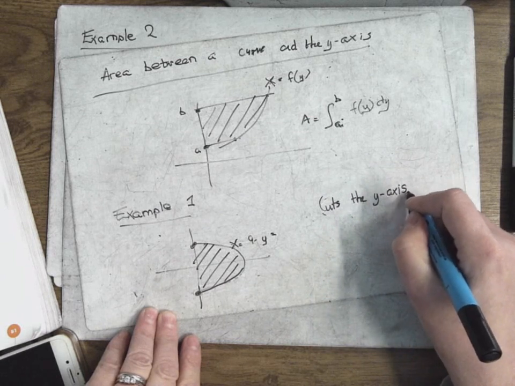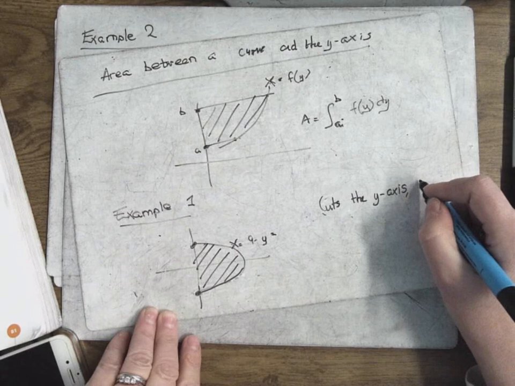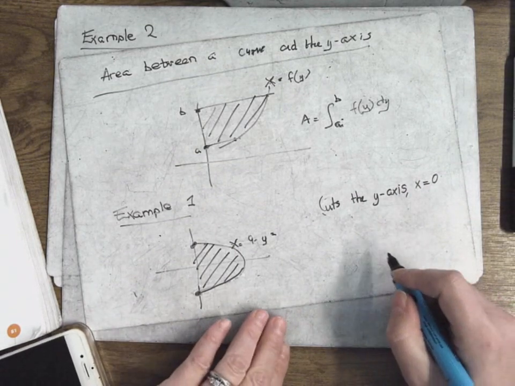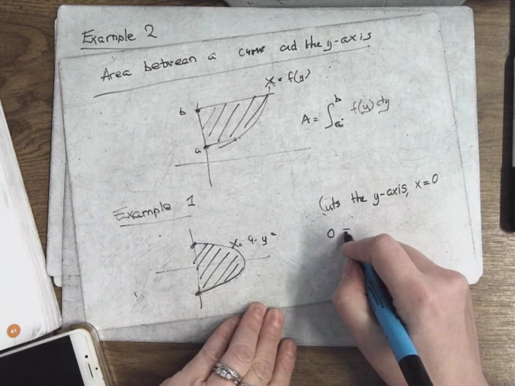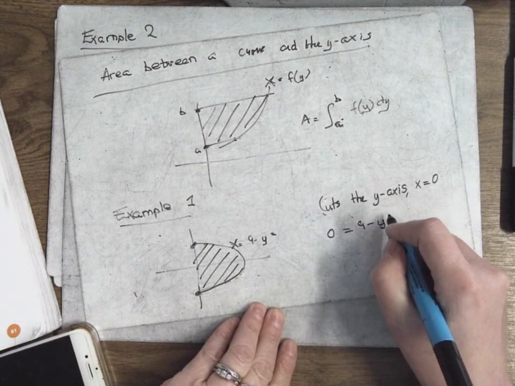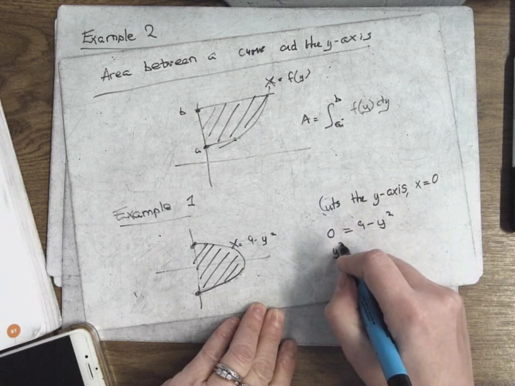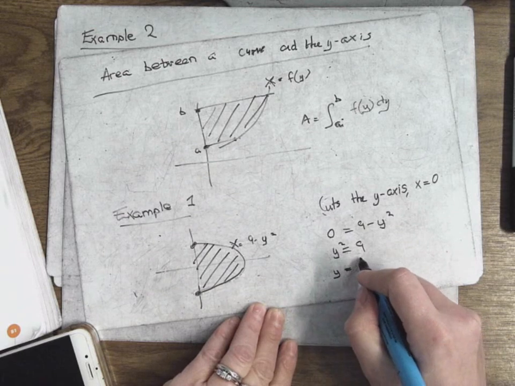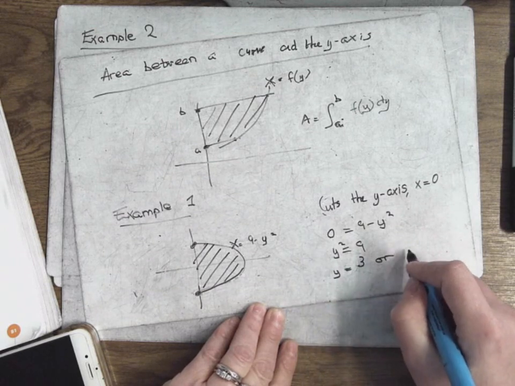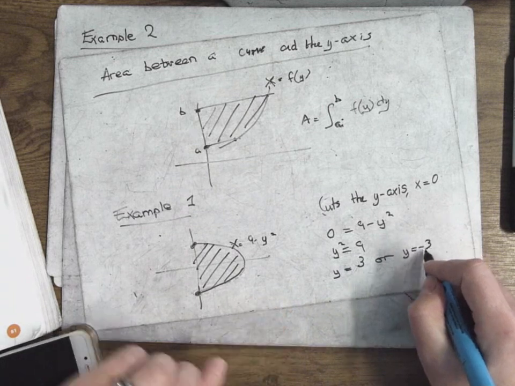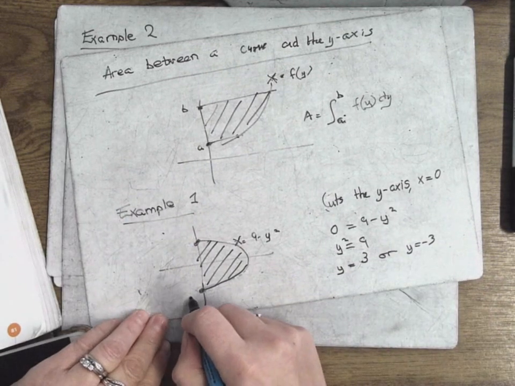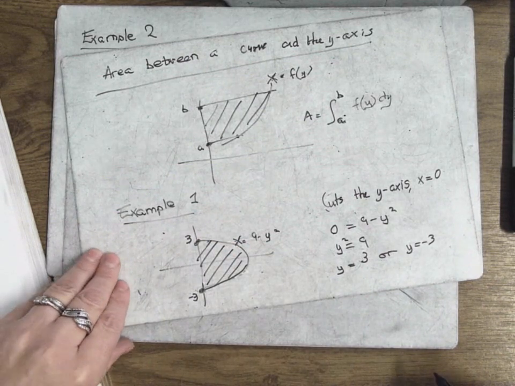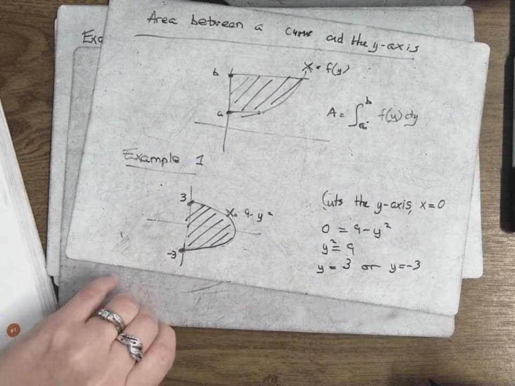What's the rule for cuts the y-axis? x equals 0. It's always the opposite one. So everywhere I see an x, I put in a 0. I get 0 equals 9 minus y squared, so y squared is equal to 9. So what's y equal to? 3, and y is also equal to minus 3. I need two answers, one here and one here. The one down here is minus 3, and the one up here is plus 3. So that was one where they asked you to get the points first.